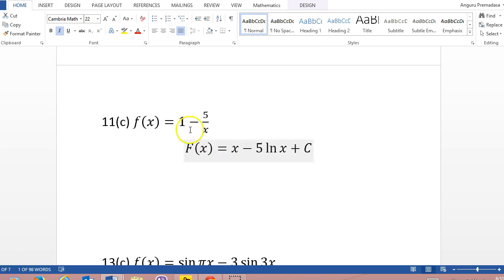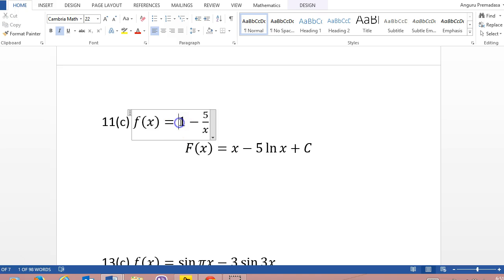Now let's look at the next one, which is f of x equal to 1 minus 5 over x. The moment you see 1 over x, you should be very careful. You should not try to write it as x to the minus 1. Why is that? Because for 1 over x, the power rule will not work. The antiderivative of 1 over x is the natural log of x. So please watch out for that. Do not use the power rule when you have 1 over x.